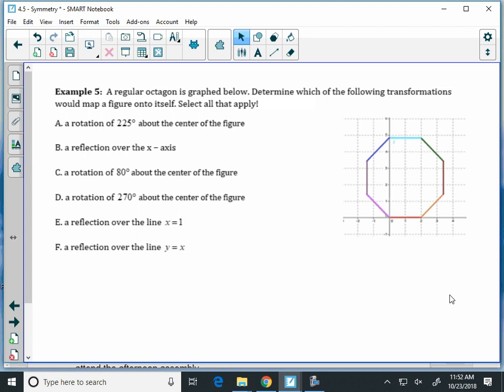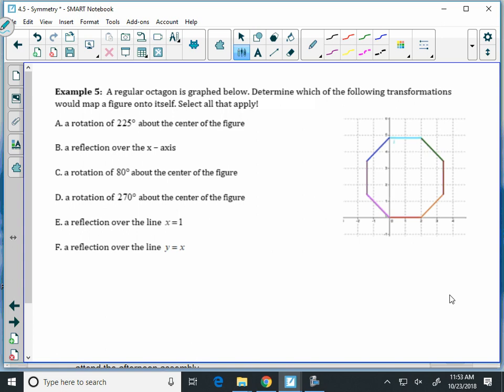Line symmetry. We talked about line symmetry. What other type of symmetry did we talk about? Rotational symmetry. That's what we're looking for. We're trying to figure out how to map a figure onto itself. We're looking for line symmetry and rotational symmetry. So go down the list of all your options.